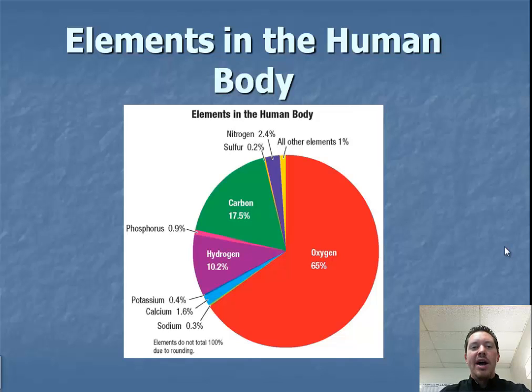So we've got a pie chart here that shows the elements in the human body, and we can see that the majority of our body is made up of oxygen, followed by carbon and hydrogen. In actuality, this oxygen and hydrogen are probably bonded, so that in part they can be combined to form water. I'm not saying water here, but the majority of our body is water, so we have to bond oxygen and hydrogen together to get that. We represent elements by their symbols.